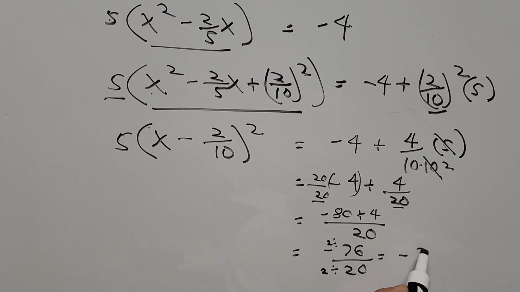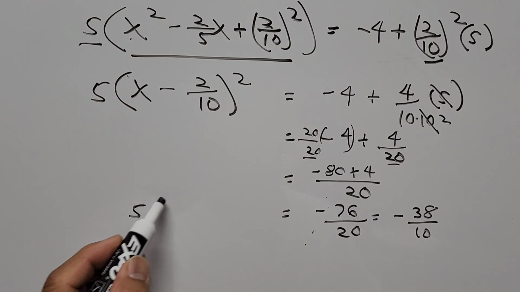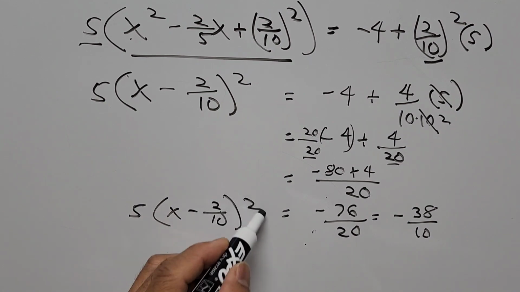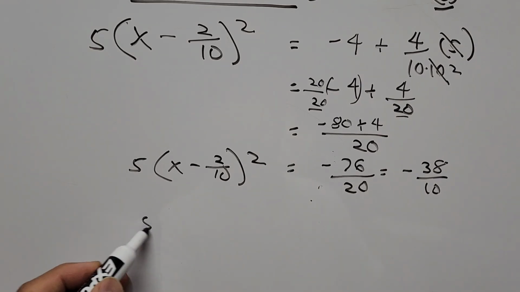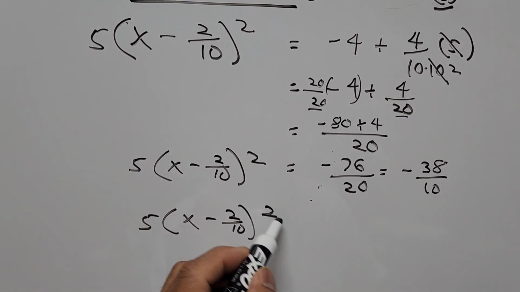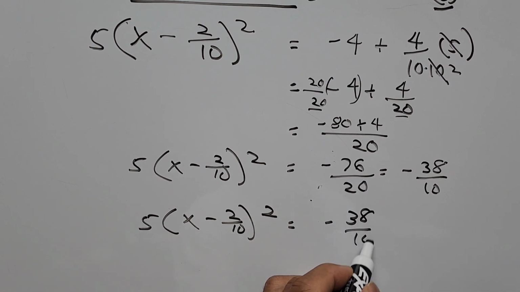Divide by 2 both of them. Negative 38 over 10. 20 divided by 2 is 10. And the left hand side remains the same, 5 times the quantity x minus 2 over 10 squared. So we have now 5 times the quantity x minus 2 over 10 squared equals negative 38 over 10.